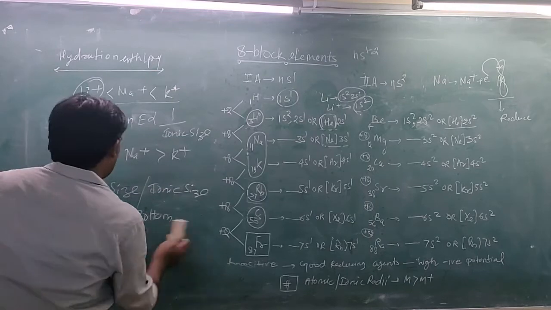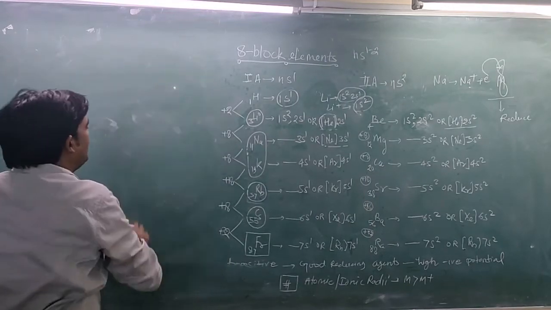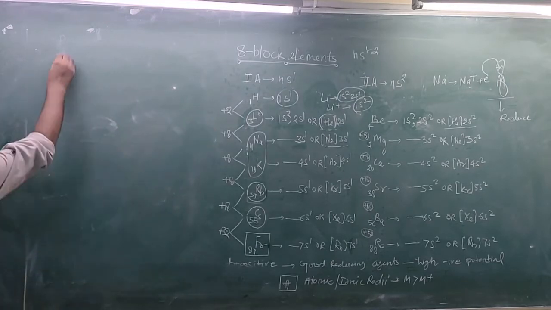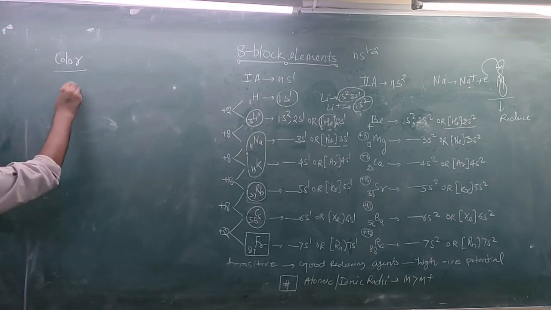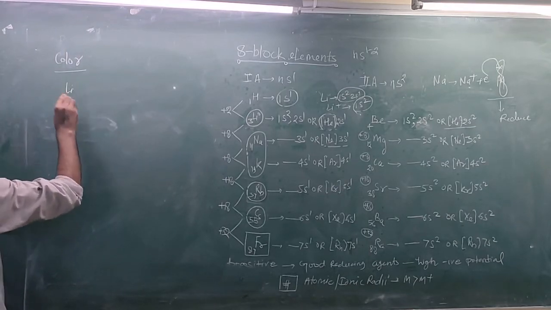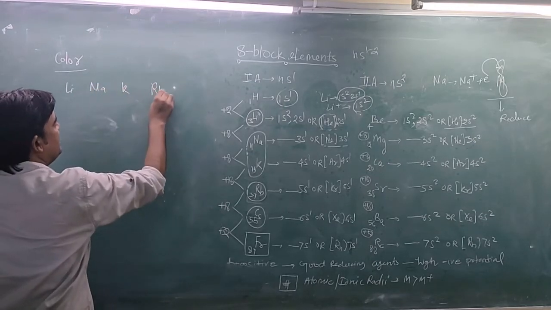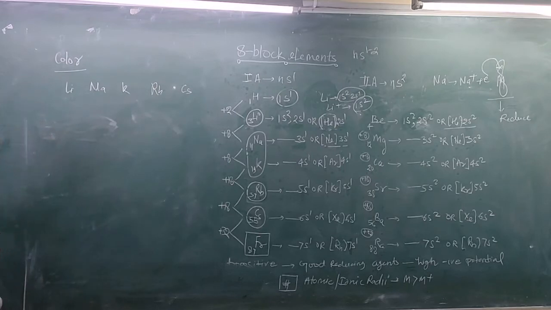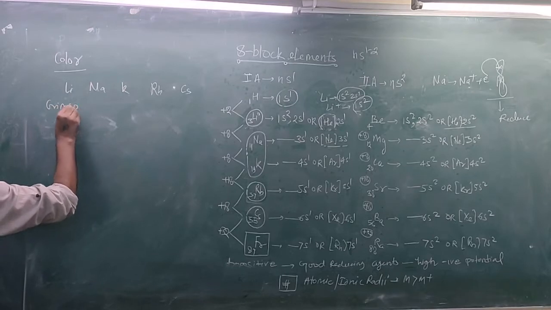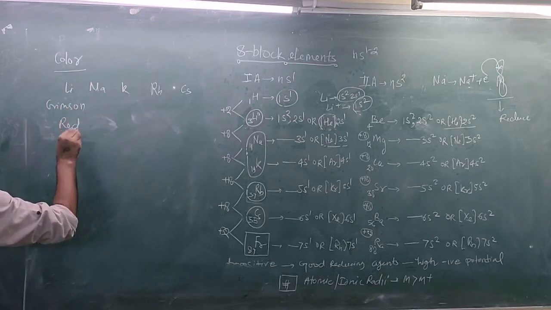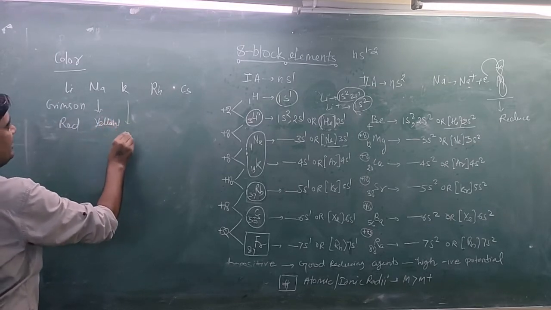Another point is color. What about the color of S block elements? This is lithium, sodium, potassium, rubidium, cesium. If we talk about the color, lithium is crimson red, sodium is yellow, and potassium is violet.